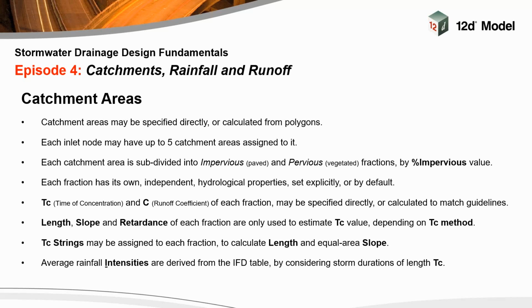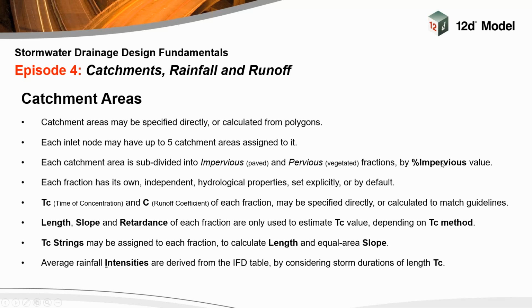Each inlet node in your water model can have up to 5 different catchment areas assigned to it. You don't have to use all 5, you can use just one or as many as you like. But within each catchment area, and up to 5 per node, each individual catchment area can be further subdivided into impervious and pervious, otherwise known as paved and vegetated fractions, by the percent impervious value. So it effectively takes whatever area you've assigned and breaks it up based on whatever percentage it is.